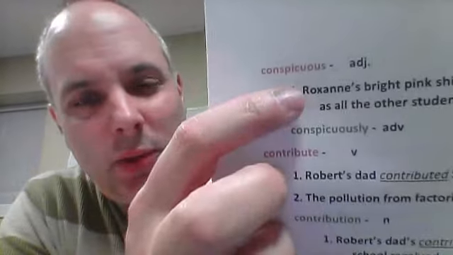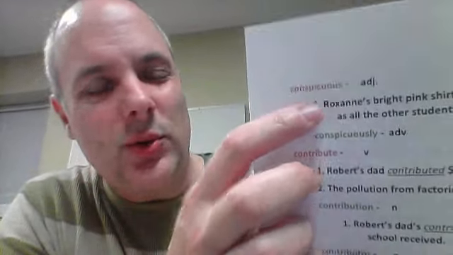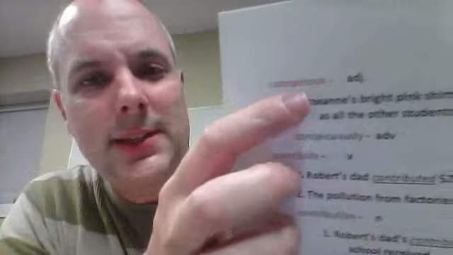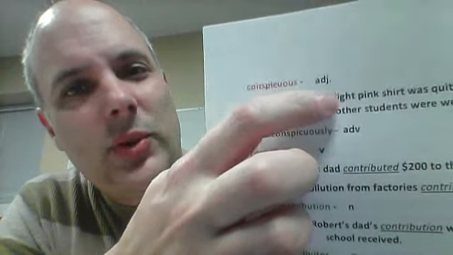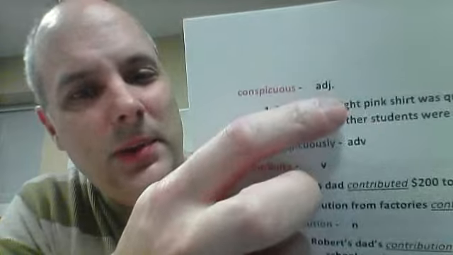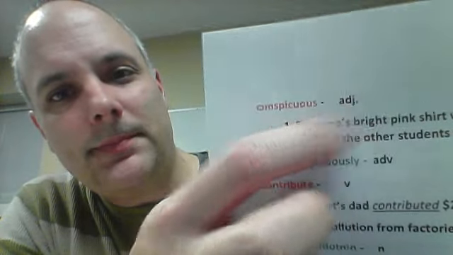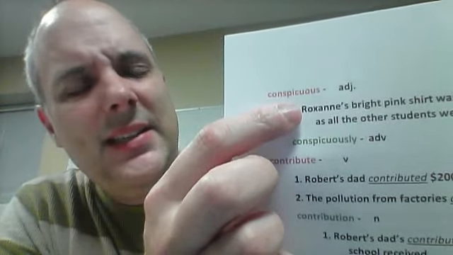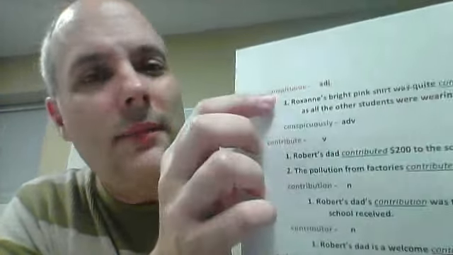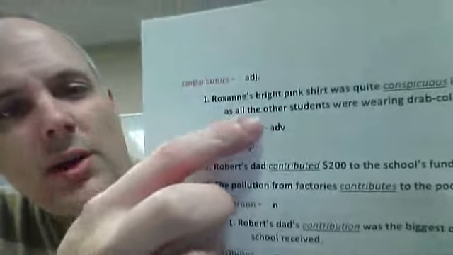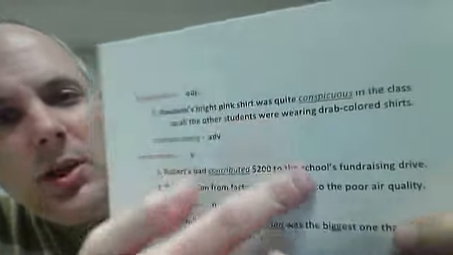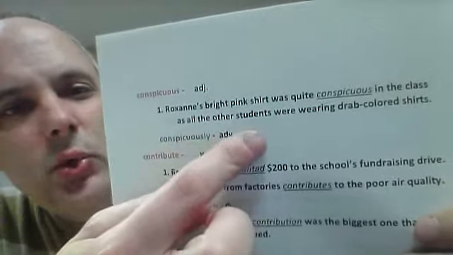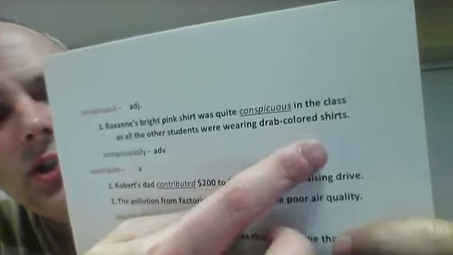Okay, the next word is conspicuous. Conspicuous. I like this word. I like saying this word. Conspicuous, okay? It's an adjective. So again, you can say very conspicuous or really conspicuous. Okay? So conspicuous means that something is very easy to see, okay? Very obvious, okay? Roxanne's bright pink shirt was quite conspicuous in the class, as all the other students were wearing drab-colored shirts.